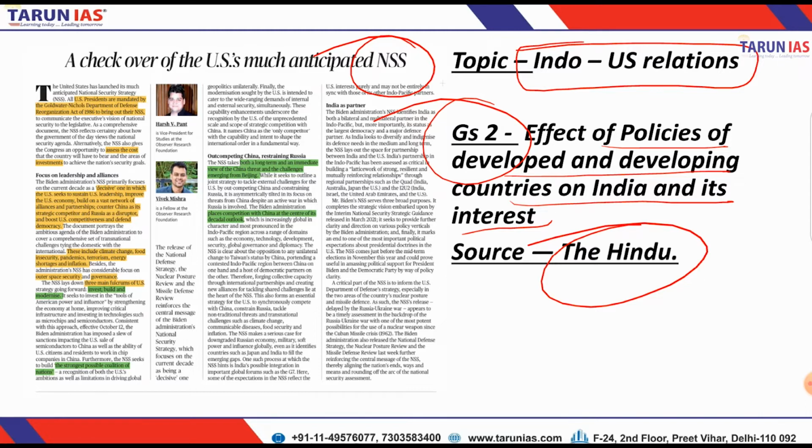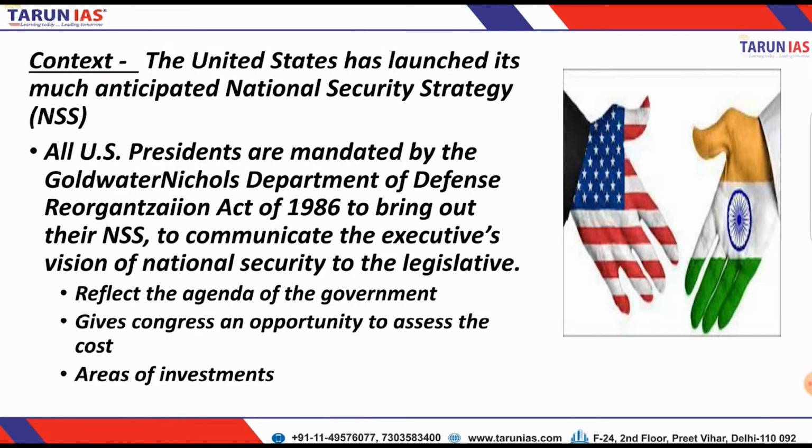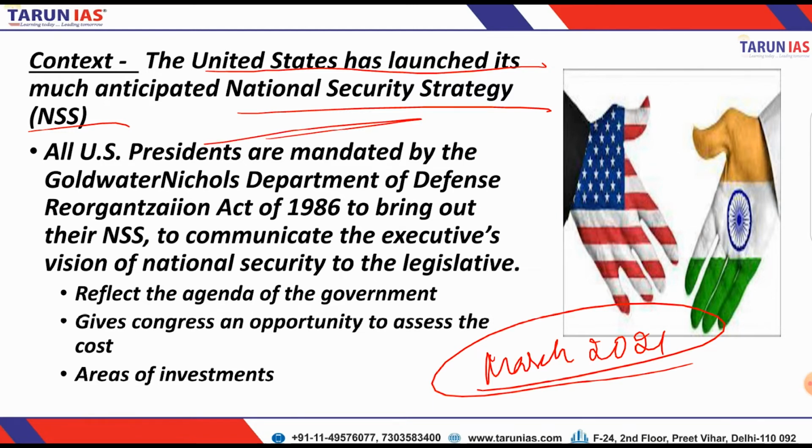So let's see. The article has been written by Harsh V. Pant from the Observer Research Foundation, and Vivek Mishra, who is also a fellow at the Observer Research Foundation. So let's see what the article talks about. Now, recently, US has launched its much anticipated national security strategy. There was an interim strategy which was launched in March 2021, but this is the final report by the executive to be presented to the legislature.